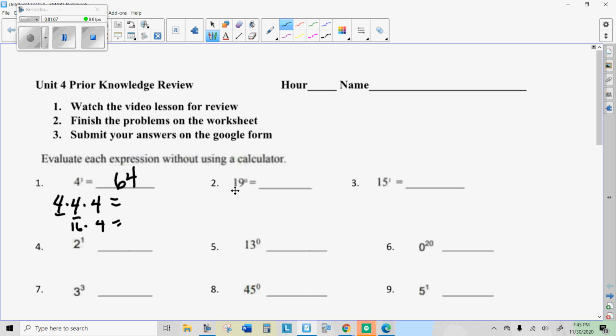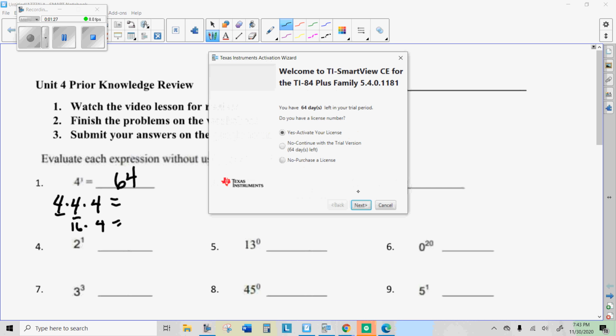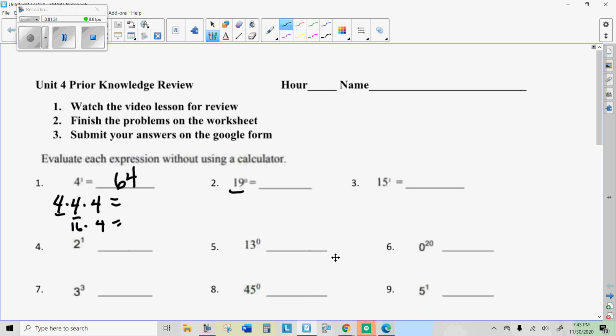Now, on the second one here, it's 19 to the 0 power. You can't really expand that because it's to the 0 power, so you just have to kind of know what that is. So let's take a look on our calculator and see what it says 19 to the 0 is. And then we're going to just make some generalizations on that. And also I'm going to show you on your calculator where the power button is.